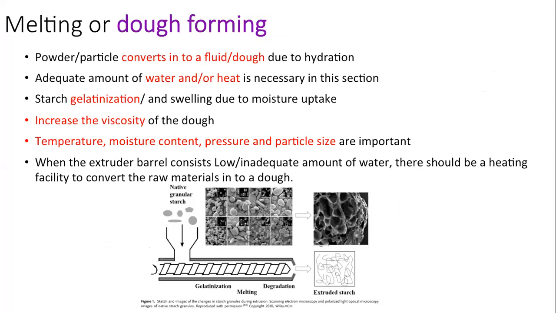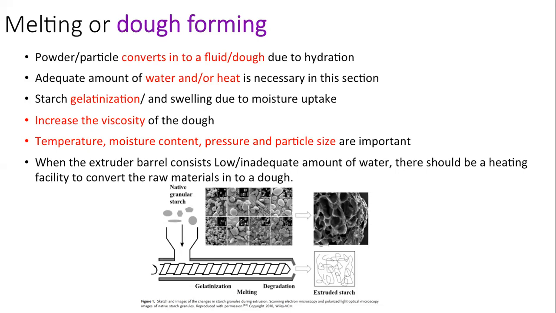the melting and dough forming will occur. Powder particles convert into a fluid or dough due to hydration. Hydration means absorbing water or any liquid. An adequate amount of water and or heat is necessary in this section. So we have to provide an adequate amount of heat and also water. Right? Heat is very important. Starch gelatinization, swelling due to moisture uptake.